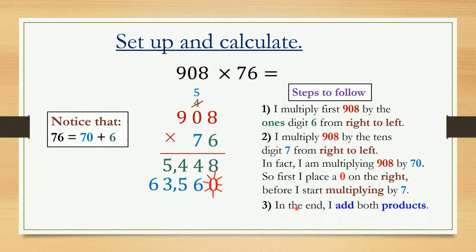Step 3, in the end, I add both products. I put plus, I underline, then I start my addition. 8 plus 0 is 8. 4 plus 6 is 10. I write 0 and I carry 1. 5 plus 4, 9 plus 1 is 10. 0, I carry 1. I copy the comma below the comma. Then I continue. 3 plus 5 plus 1 equals 9. And 6 plus 0, it's 6. And the final answer is 69,008.